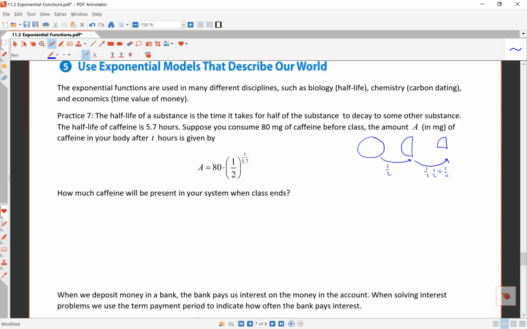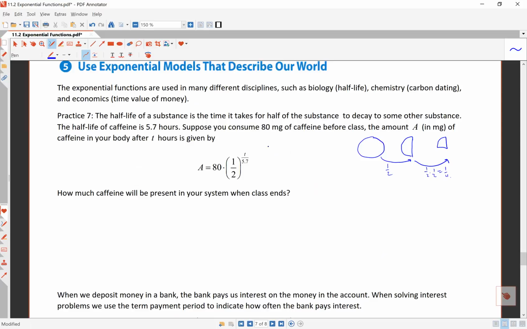Caffeine has a half-life in our system. We metabolize the caffeine when it's ingested, and after 5.7 hours, half of the caffeine is decayed or metabolized or gone from our system. So suppose that you consume 80 milligrams of caffeine before class starts. The amount, which we call A, in milligrams of caffeine in your body after T hours is given by A equals 80 times 1/2 raised to T over 5.7.